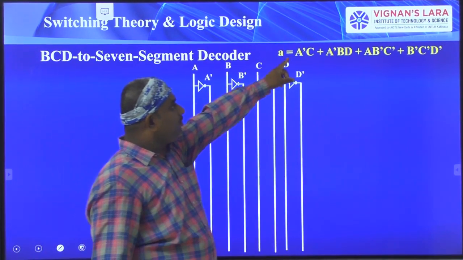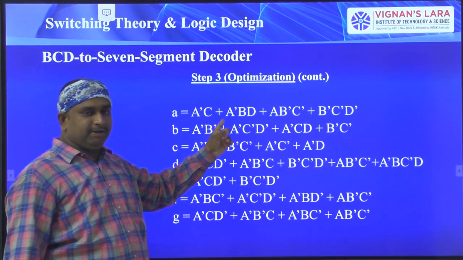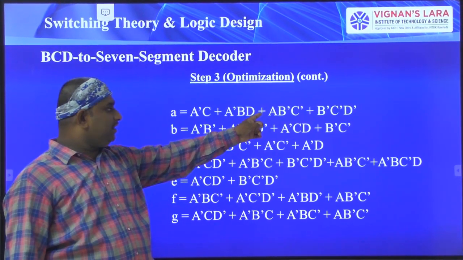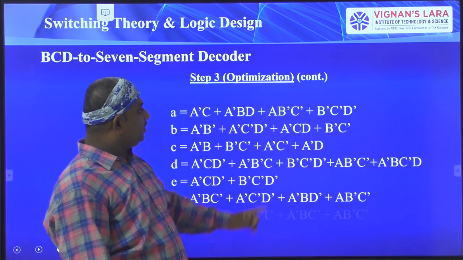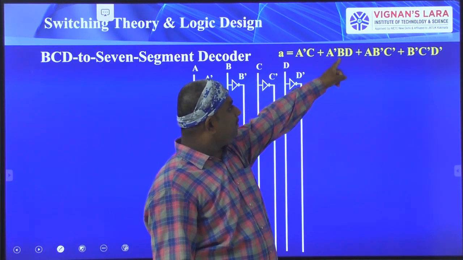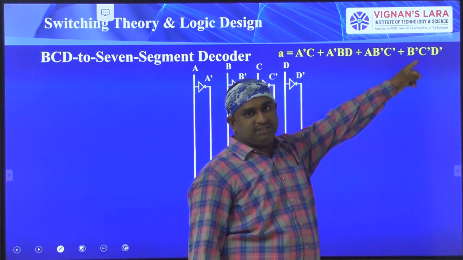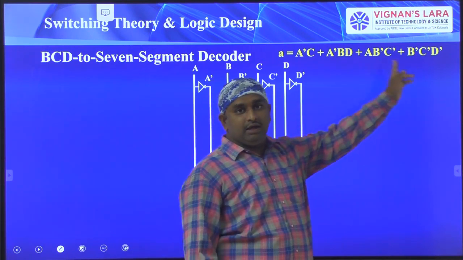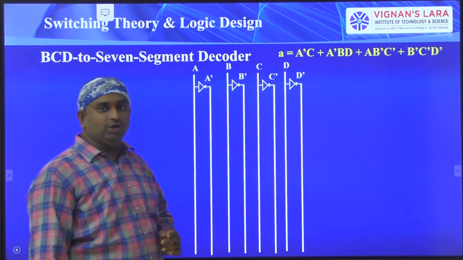So see here, A is equal to A bar C plus A bar BD plus A B bar C bar plus B bar C bar D bar. So that is the functionality. A bar C plus A bar BD plus A B bar C bar plus B bar C bar D bar. So this is the given functionality, and for this functionality we have to draw the logic diagram.